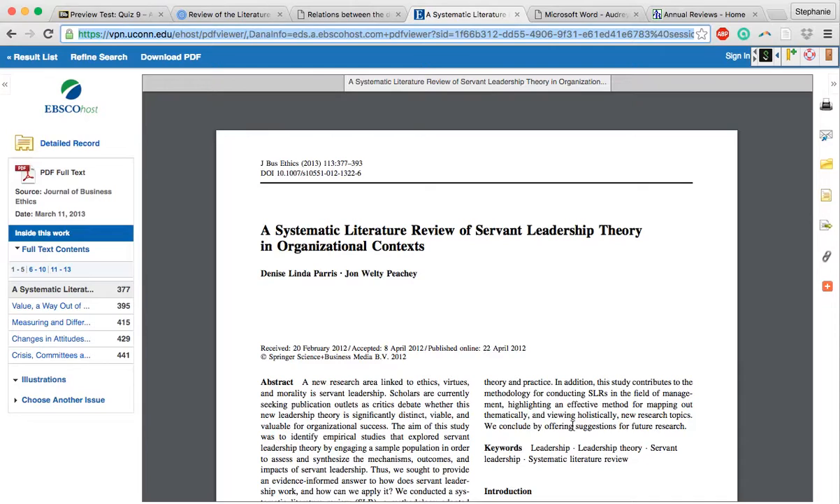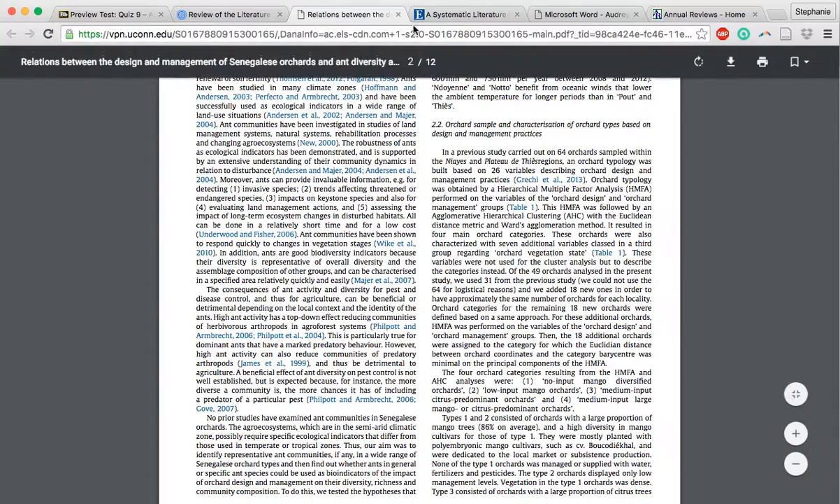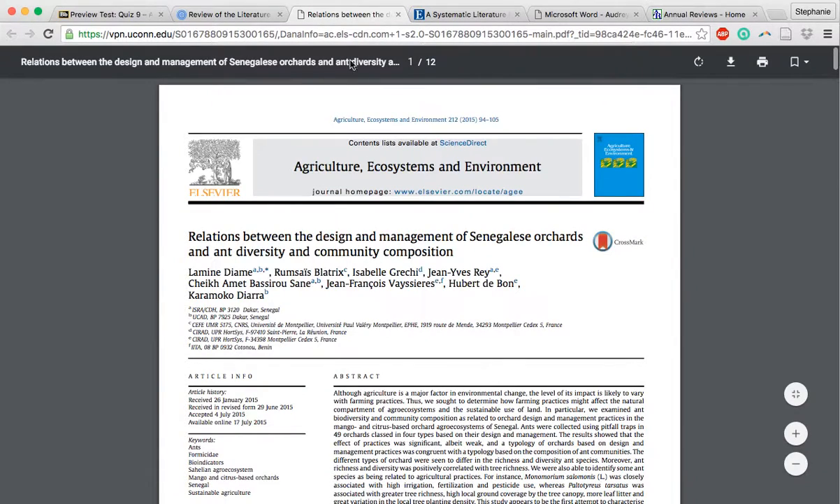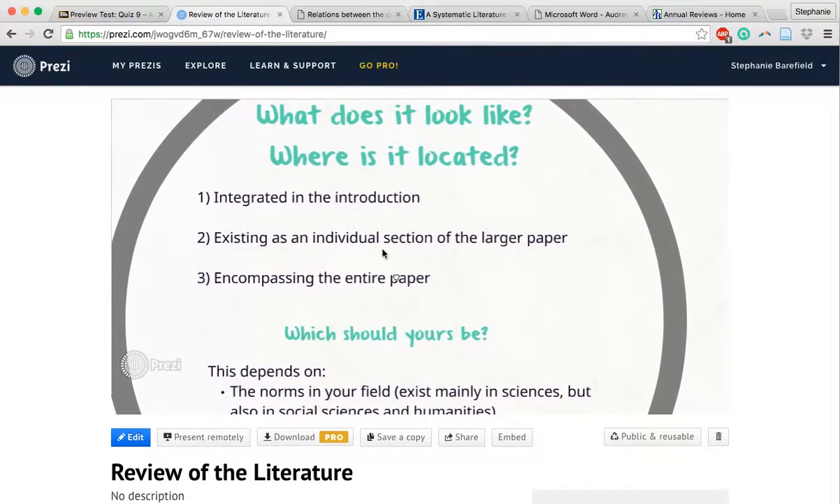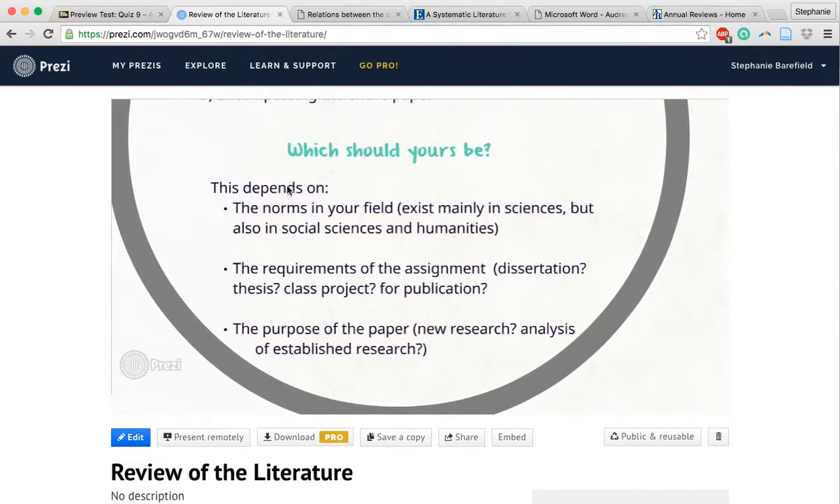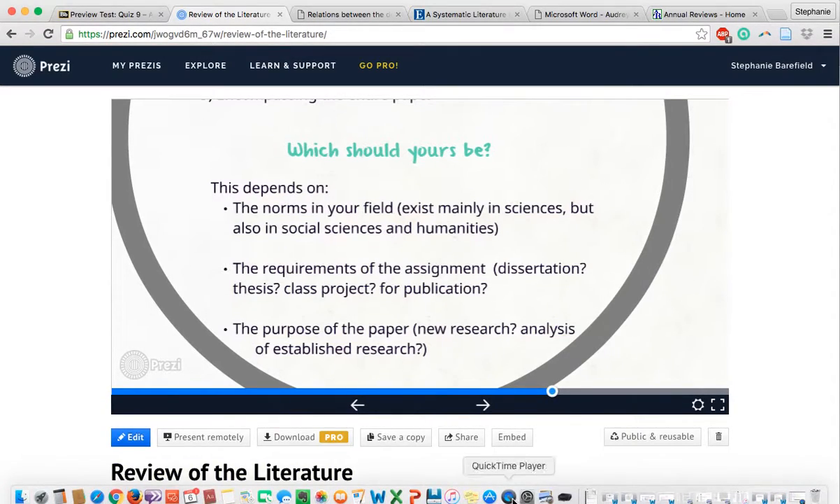Or maybe they are figuring out how to solve a problem in a debate within the research. Or they're showing why more research needs to be done. Or they're showing what problems there are. Okay, so I want you to figure out what kind of literature review you are going to be doing and what yours should be. So this depends on norms in your field, requirements for the assignment, and the purpose of your paper.